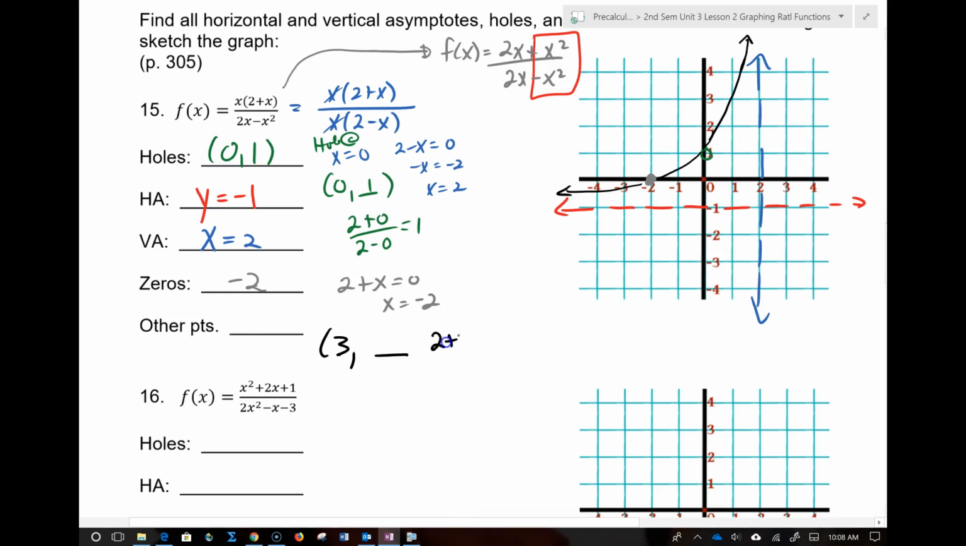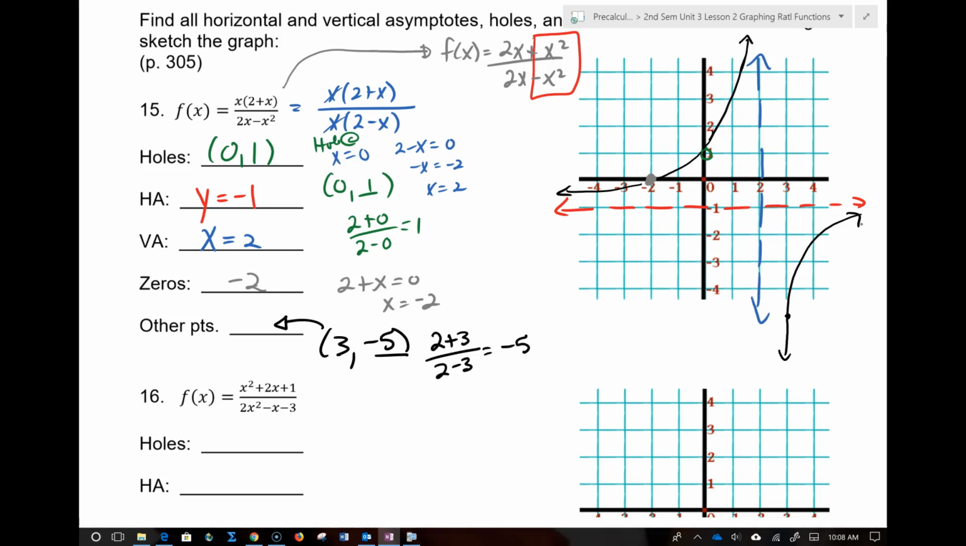You go 2 plus 3 over 2 minus 3. Did you guys end up getting a negative 5 for that? So my other point is 3, negative 5. So go 3, negative 5 is going to be down here. So probably, isn't this what it's going to look like? Close enough? All right. Go ahead and let's keep working on the other ones.